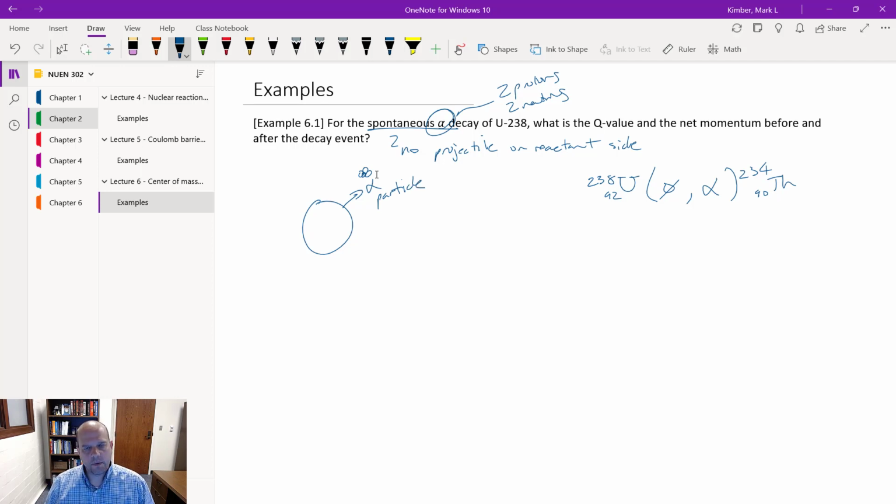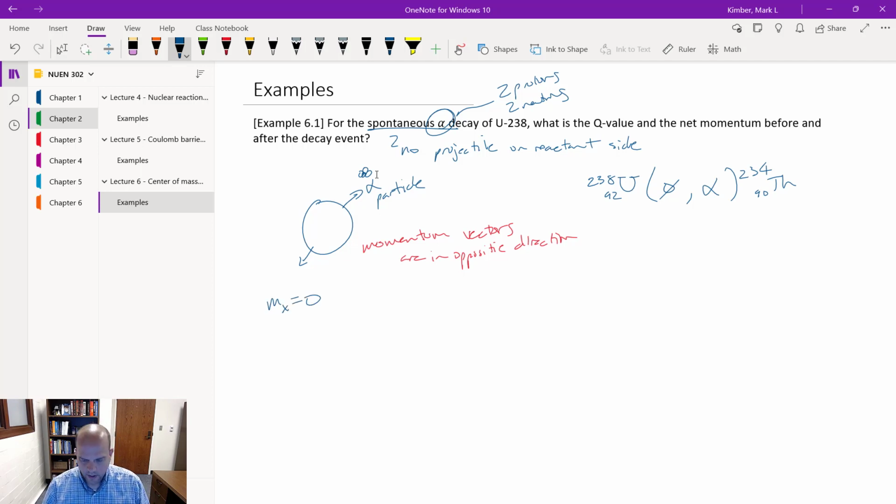And since I didn't have a projectile, then this entire remaining nucleus, so this thorium-234 nucleus, is going to gain some momentum in the exact opposite direction as whatever the alpha particle is ejected at. And so the momentum vectors and the velocity vectors are in opposite directions. And so let's write the expressions here.